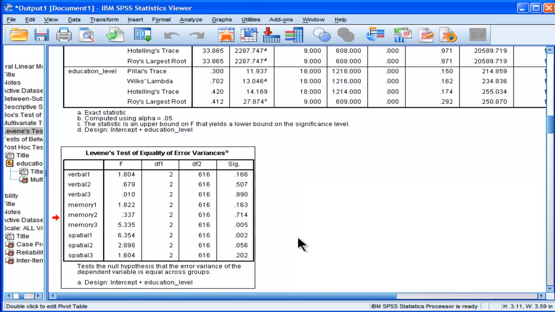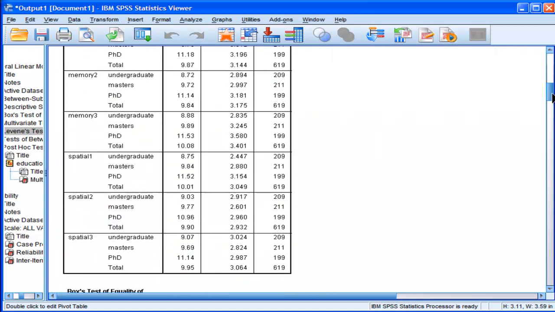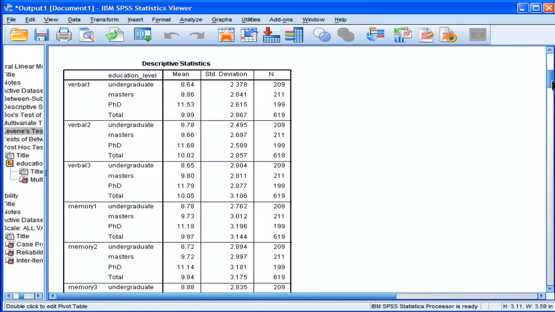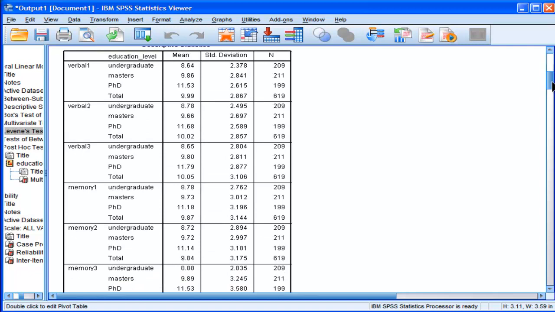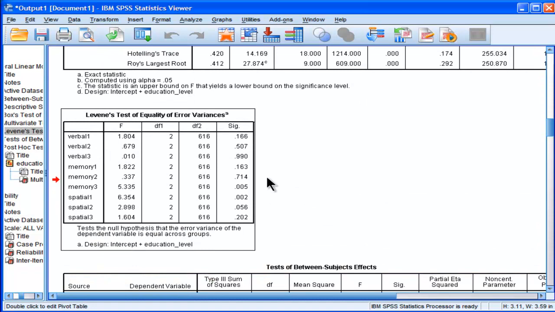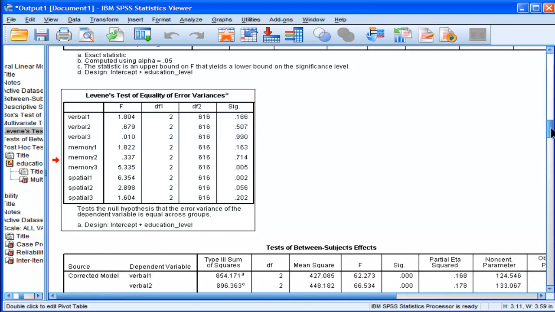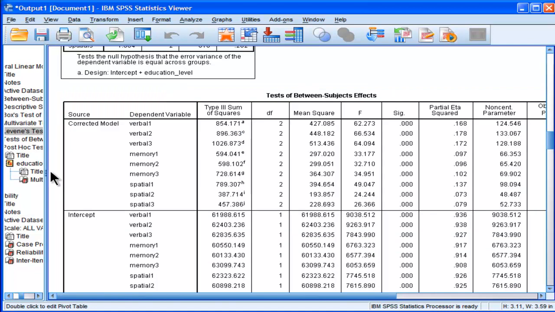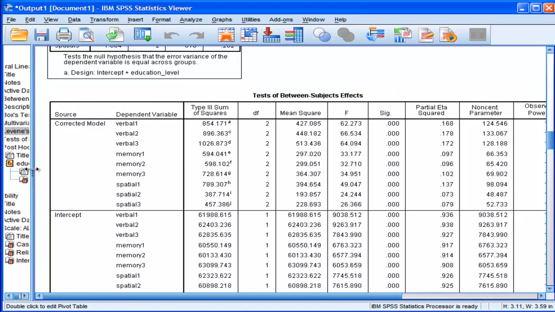ANOVAs are relatively robust to violations of homogeneity anyway. Unless the standard deviations that I looked at up here were something like 3 or 4 times larger than each other, and the sample sizes weren't equal, then I would be concerned. But given that the sample sizes are roughly equal, and the standard deviations are all within about 20% of each other, I'd be satisfied that even though I've rejected the null hypothesis in these two cases, for memory 3 and spatial 1, I'd still feel like I could go on and do the ANOVAs. I'll find a reference for 4 times greater standard deviations being probably okay. I'll have to look for that.